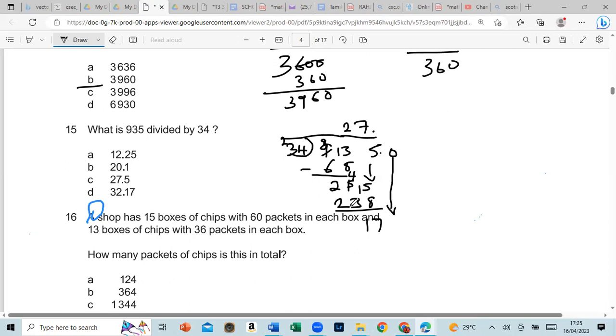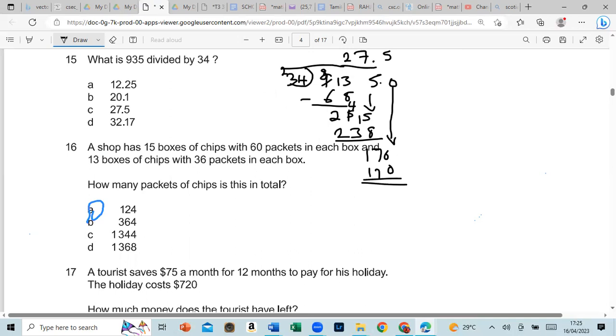So now we can say 34 goes into this exactly 5 times. 5 times 4 is 20, 5 times 3 is 15, and that's 17. So there we have it. Exactly 27.5. Let me make you guys go and read that one here.